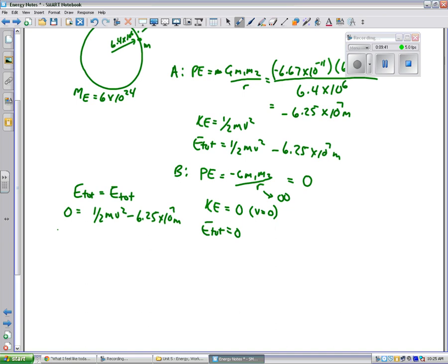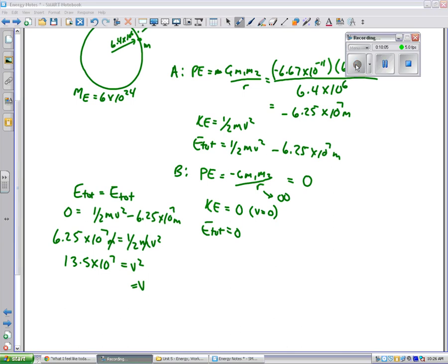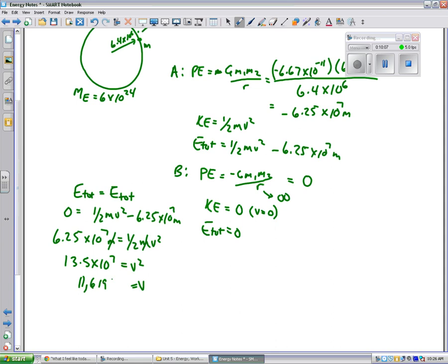Now I could add that to the other side. 6.25 times 10 to the 7th m is 1/2 mv squared. M's can cancel. I'm going to multiply both sides by 2. So that's going to give me 12.5 times 10 to the 7th is v squared. And then our velocity is going to be 11,619 meters per second. So that's the escape velocity for Earth. If I was to fire something from Earth at that speed, it would never come back. It would reach infinitely far away.